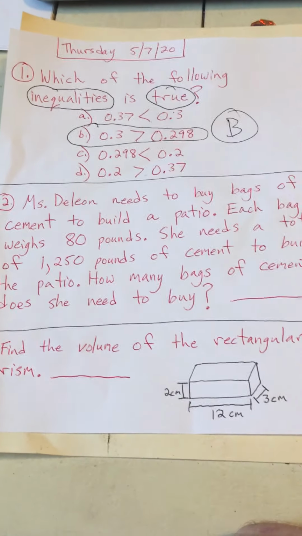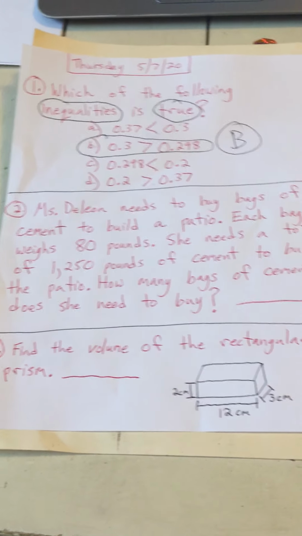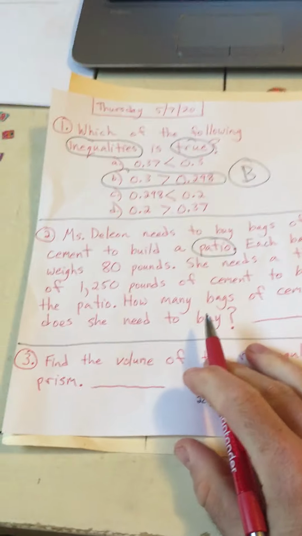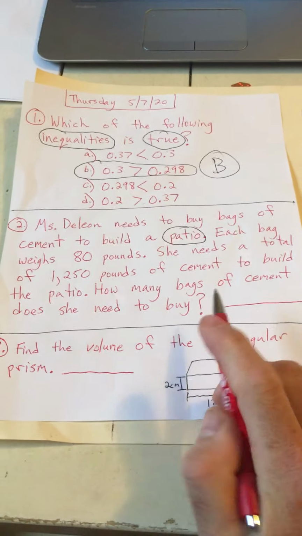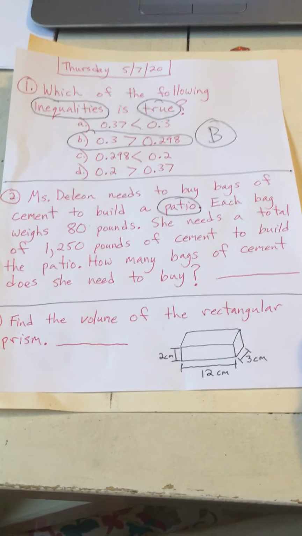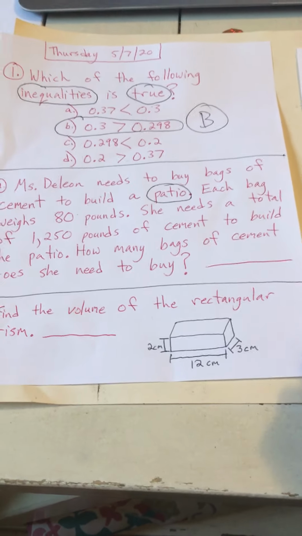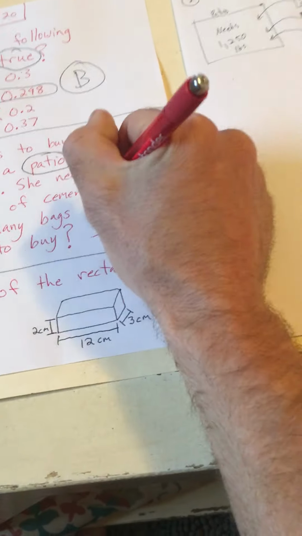You can do it. Okay, Miss DeLeon needs to buy bags of cement to build a patio. If you don't know what a patio is, doesn't matter. It's something she's building, right? Each bag weighs 80 pounds. She needs a total of 1,250 pounds of cement to build the patio. How many bags of cement does she need to buy?